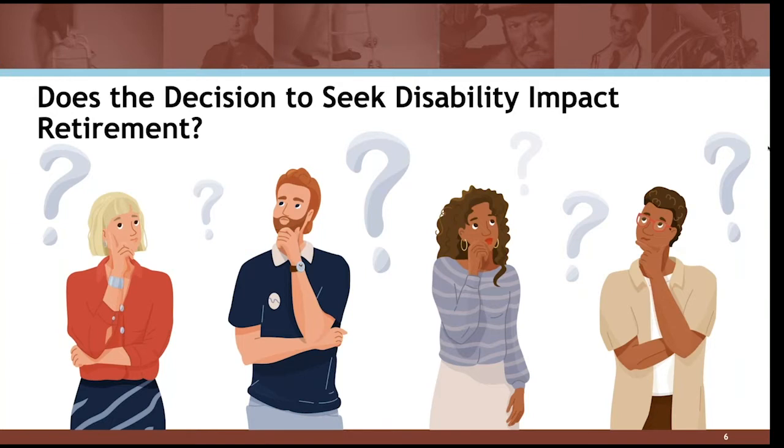So does the decision to seek disability impact retirement? And the answer is yes. Unlike superannuation, there are post-retirement requirements associated both with ordinary and accidental disability benefits. People need to be aware of these requirements. It may impact their decision.